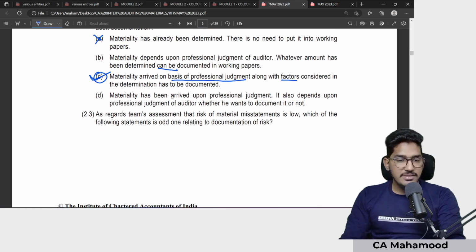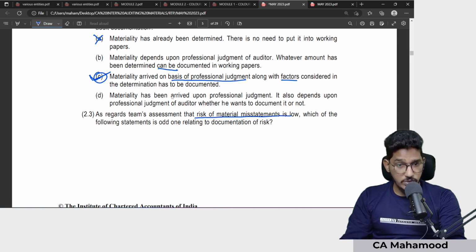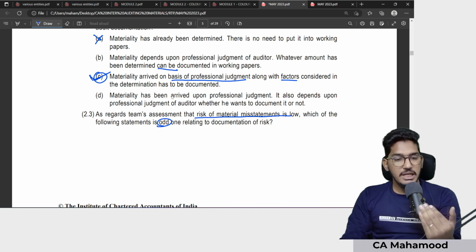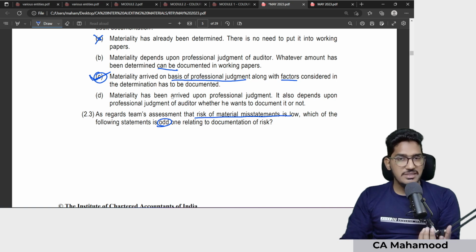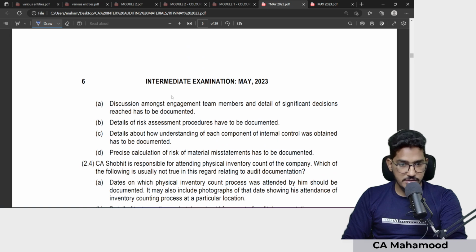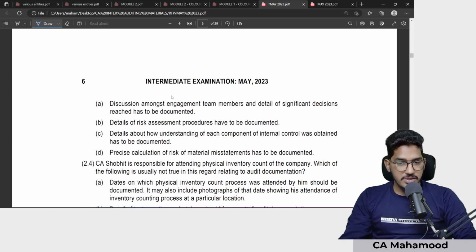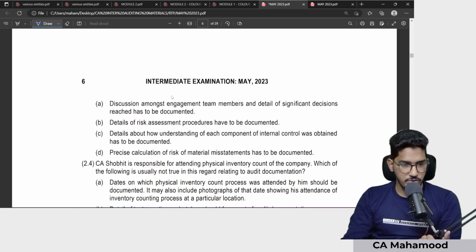Next one: as regards the team's assessment that risk of material misstatement is low, which of the following statements is the odd one relating to documentation of risk? That means risk is very low. Now they are asking, in the options given here, one statement is inappropriate. What is that statement? We need to find it out. Let us see the statements first. Discussion among engagement team members and details of significant decisions has to be documented. Yes, option A is appropriate only.